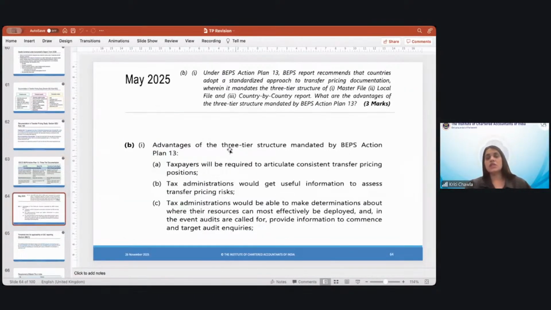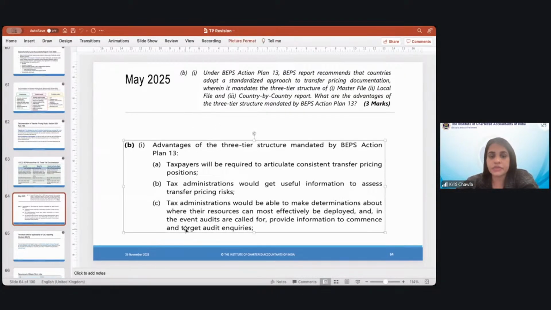Now, this is one of the questions which was there in one of the papers, which said that under BEPS Action Plan 13, the BEPS report recommends that countries adopt a standardized approach to transfer pricing documentation. So there is a master file, local file, and country by country report that we just read about. What are the advantages? Now, this was a 3-mark question where they mentioned these 3 advantages.